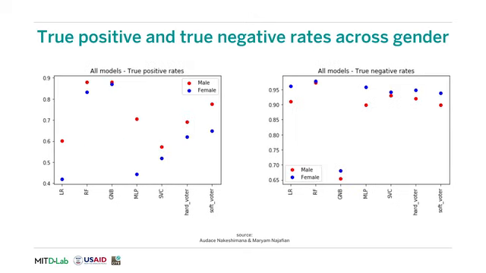These plots show the true positive and true negative rates across gender. If you look at the plot for the true positive rate, we observe that the true positive rate is always higher for the male individuals than female individuals. And if you look at the plot for the true negative rate, it's the other way around. The true negative rate is always higher for the female demographic than for the male demographic. And this can especially be problematic because it shows that our models have learned how to better classify high-income male earners than high-income female earners, and to classify low-income female earners better than low-income male earners, which means they could be widening the gap between the male earners and the female earners.